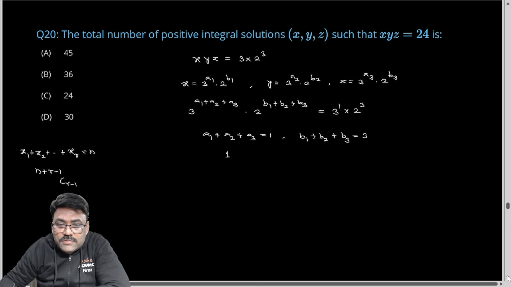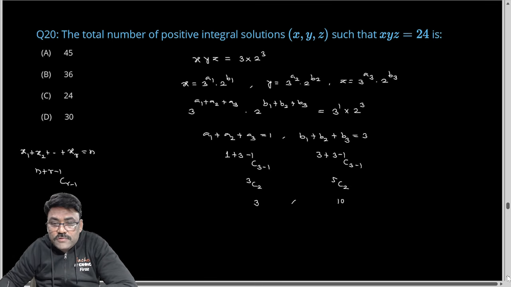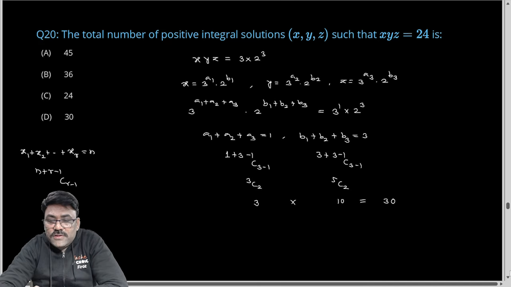So you will get 1 plus 3 minus 1, C 3 minus 1 here. And here n is 3, r is also 3, so 3 plus 3 minus 1, C 3 minus 1. Here you are getting 3C2, which is 3 solutions, and here 5C2, which is 10 solutions. Since both these equations should get satisfied, the total number of solutions will be 3 into 10, which is 30. So 30 is the correct answer here.